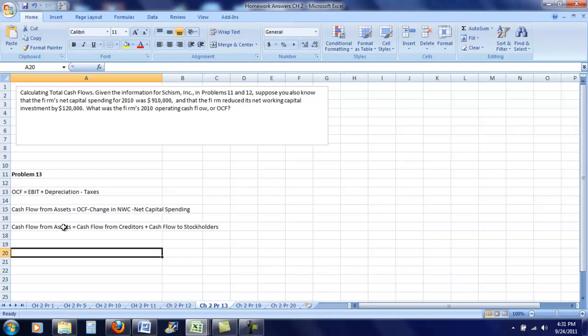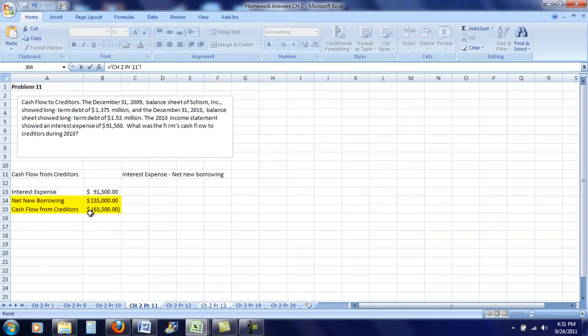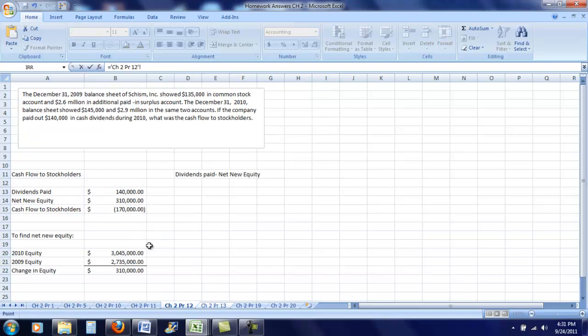So first we must start with solving for cash flow from assets. And we know that cash flow from assets equals cash flow from creditors plus cash flow from stockholders. So cash flow from creditors, and this was from problem 11. So I'm going to click back and link to my answer on problem 11. And then cash flow to stockholders, and this was from problem 12. I know it was not assigned, but you can't solve problem 13 without it.